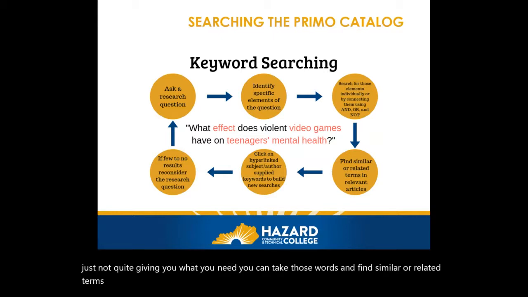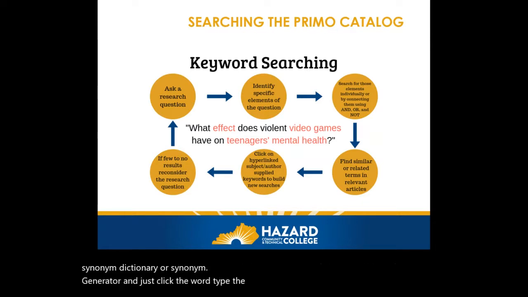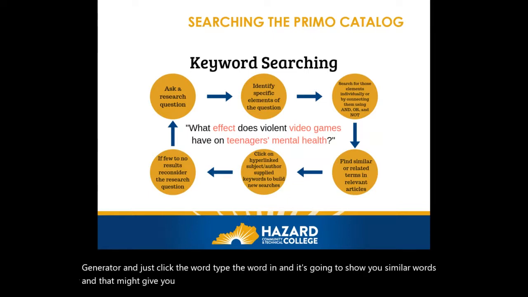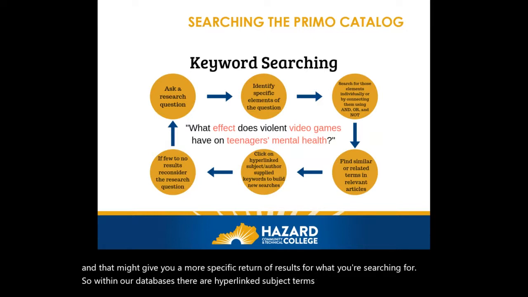Maybe get onto the internet and look up synonyms of those words. Just find a synonym dictionary or synonym generator and just click the word or type the word in, and it's going to show you similar words, and that might give you a more specific return of results for what you're searching for. So within our databases, there are hyperlinked subject terms or author-supplied keywords.